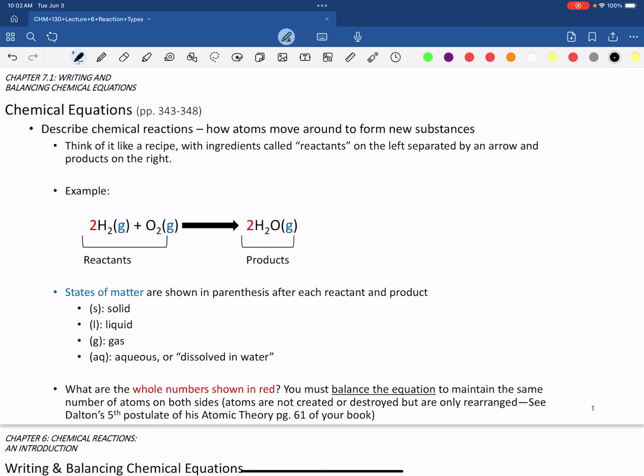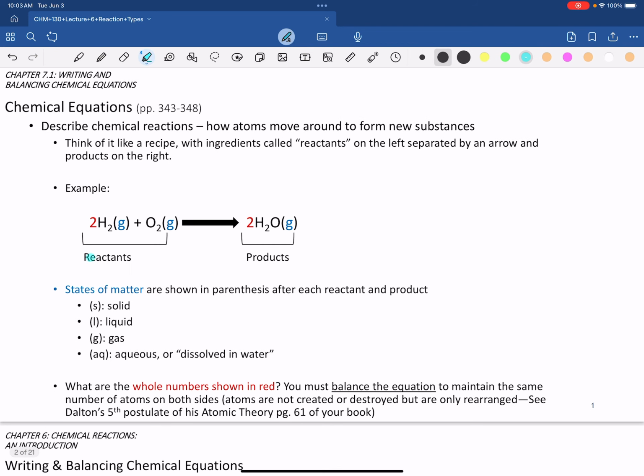So the first bullet point says that the chemical equation describes chemical reactions and how atoms move around and rearrange to form new substances. Think of it like a recipe with ingredients called reactants on the left, separated by an arrow, and the products are on the right. So make a note that all of these are the reactants here, and all of these are the products, right? The ones before the arrow are the reactants, and the ones at the end are the products.